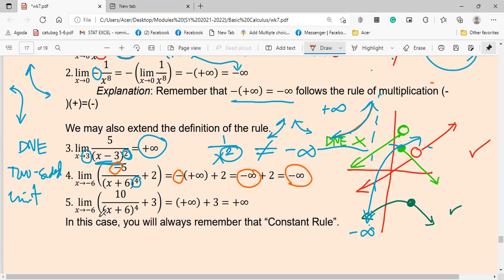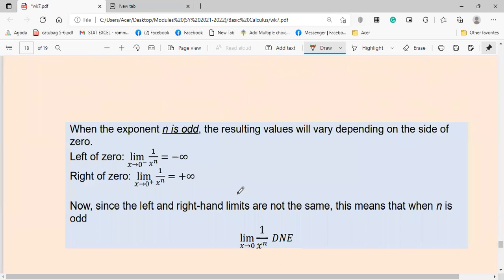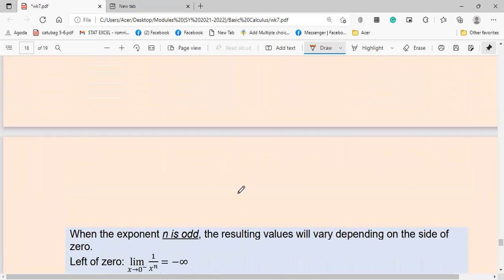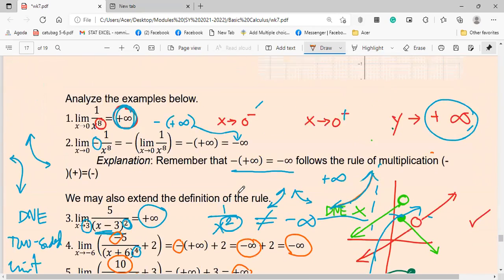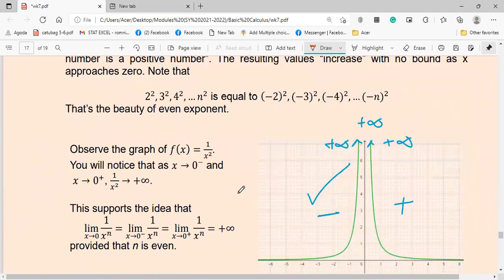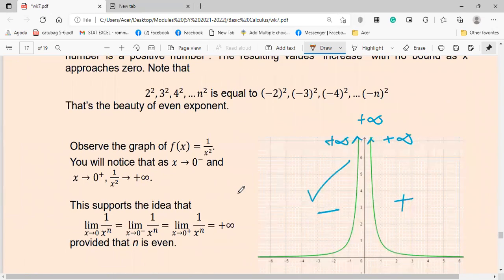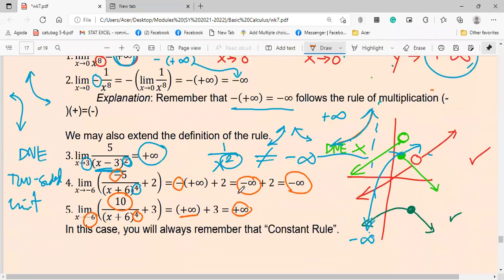And in number 5, this is negative 6. However, this is raised to 4. And then this is positive infinity. Kasi nga positive 10 lang ito. This will become positive infinity. So, kailan nangyayari? Yan yung sinasabi natin na kapag even. Pag even, left and right ay positive.